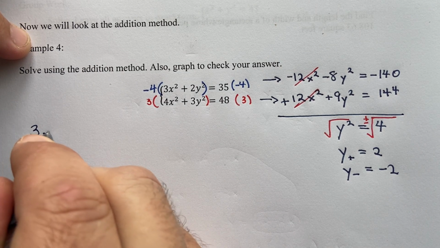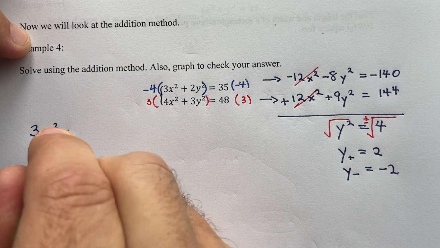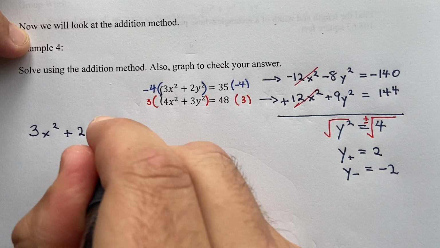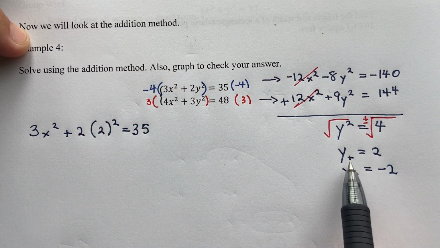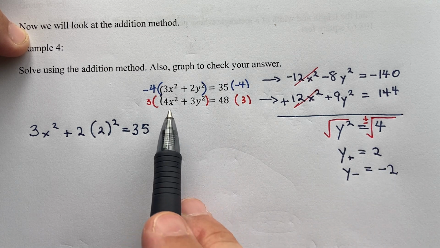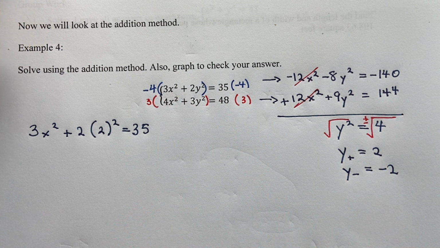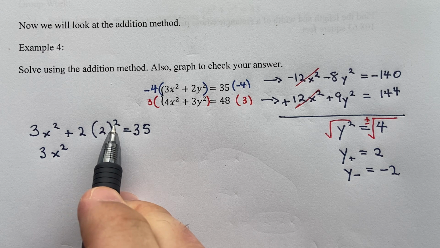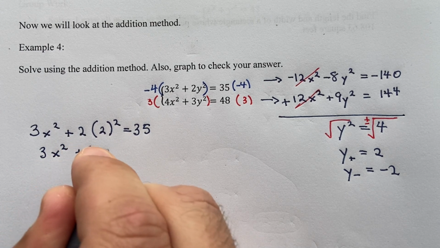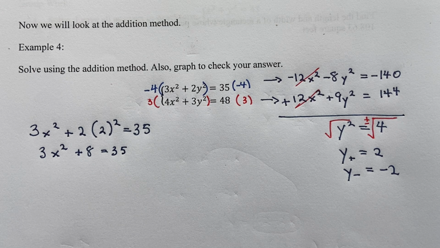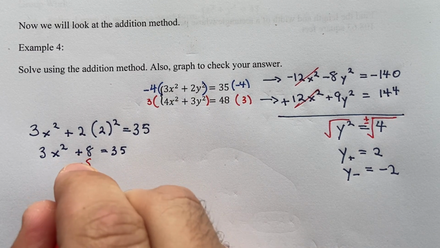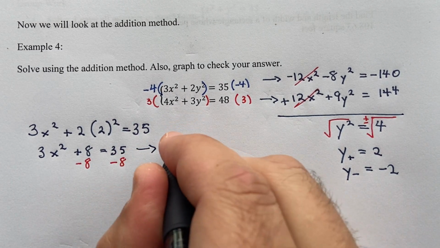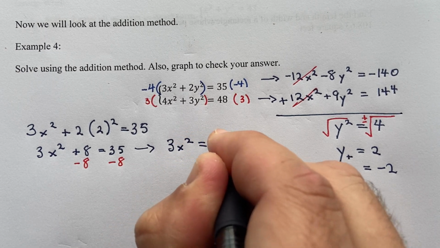So we'll have 3x squared plus 2 times, I'll plug in the positive 2. This is 2 squared, and this should all equal 35. So I plugged in y plus, which is positive 2, into the first equation. Now I can solve for x. So 3x squared, this is 4 times 2, this is plus 8, equals 35. Subtract, divide by 3 eventually, all that good stuff. So 3x squared equals 27.